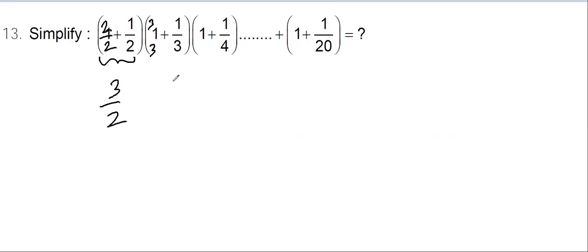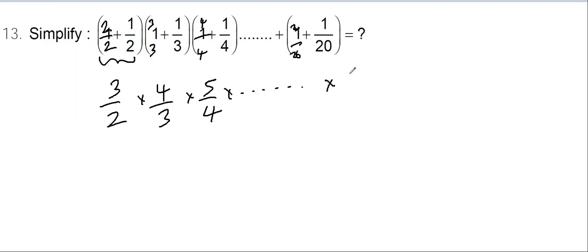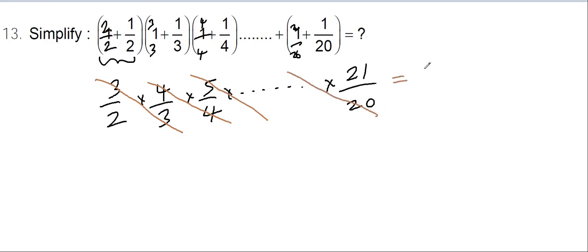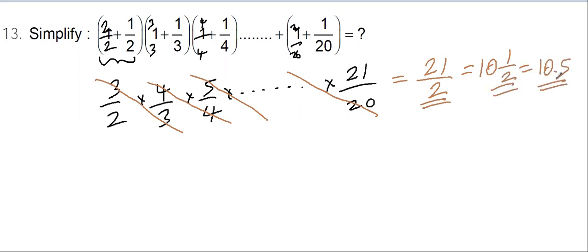Here again, multiply by 3, divide by 3. You will get 4 by 3. Here again, multiply 4, divide by 4. You will get 5 by 4. Like that, it is going to continue till what? Till 20 by 20. So this will be 21 upon 20. So you can observe one thing. This 3 is getting cancelled. This 4 is getting cancelled. Similarly, this 5 and 5 will get cancelled. Similarly, this 20 and 20 will get cancelled. And finally, you will get the answer as 21 upon 2. Or you can say 10 and a half is the answer. Or you can say 10.5 is the answer. Got it?